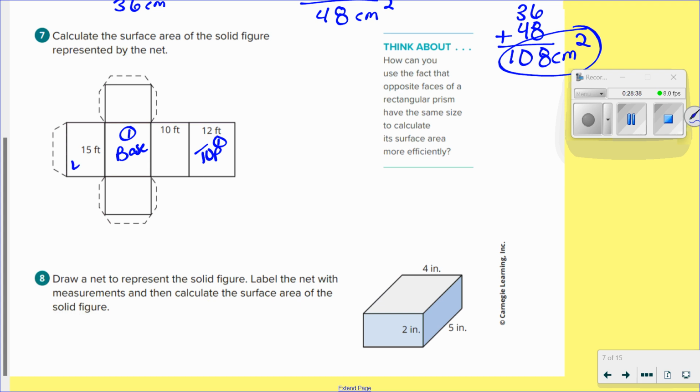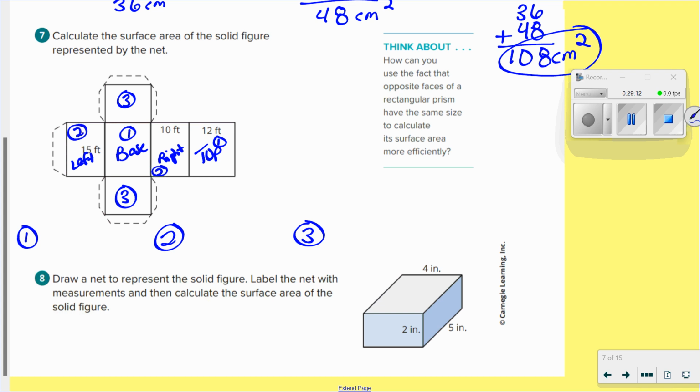If I fold this one up, it's going to be my left side. So opposite sides are the same. Which side is going to be my right? The one with the 10. So 2 and 2, because they're exactly the same. All I have left is my front and my back. Yes? So I know that these are going to be the same. Does that make sense? Okay, so I have 1, 2, and 3.